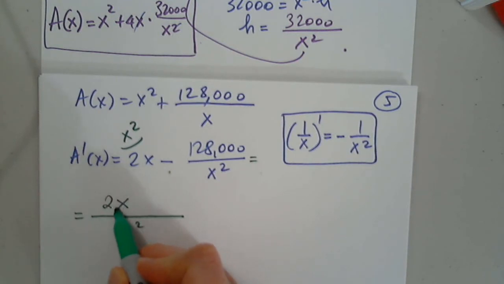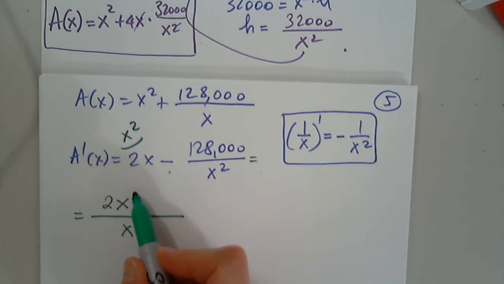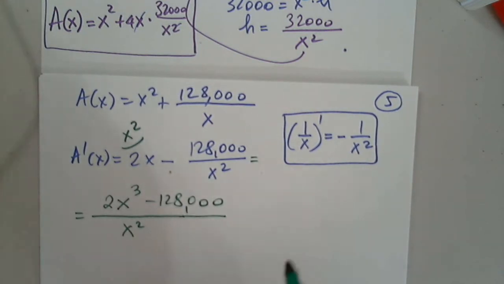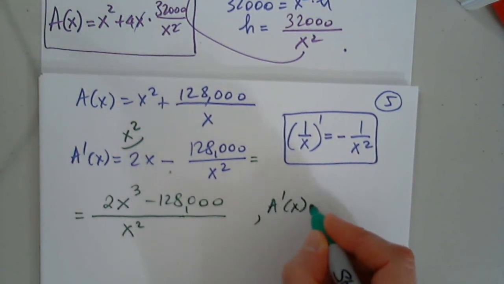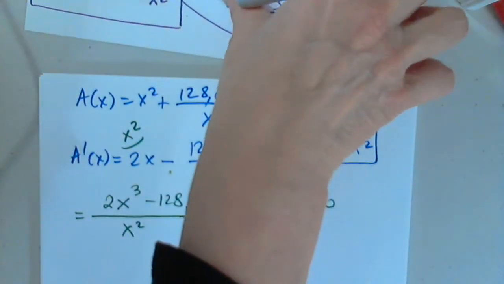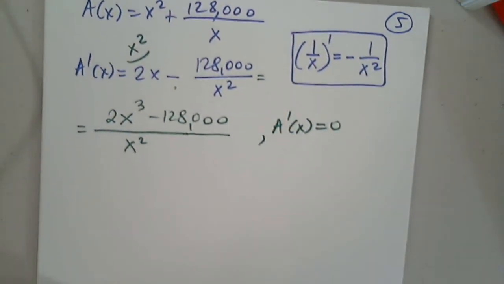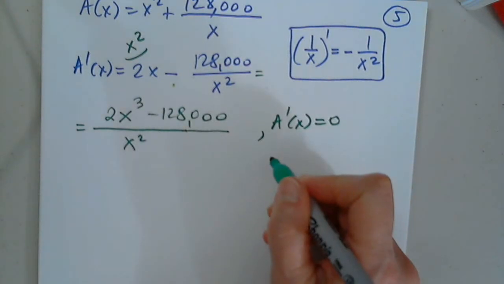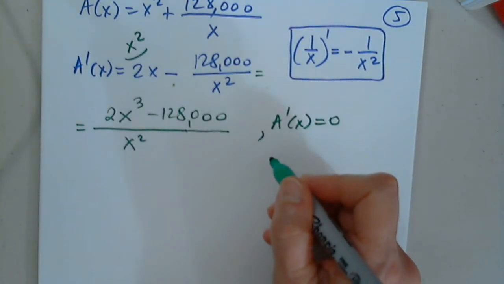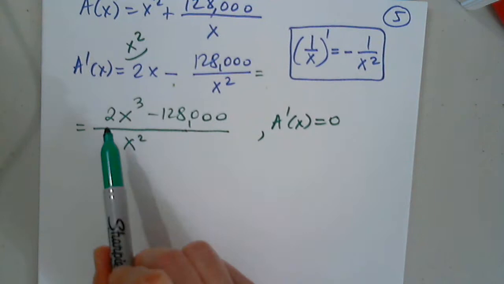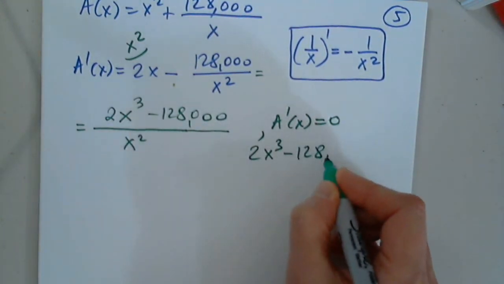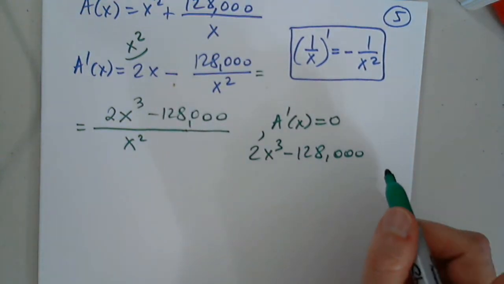2x to the third, good, minus 128,000. Good. So we want the derivative, f prime of x, to be 0. What do I have to write next? Anyone, please. Anyone? We write what we just got, the 2x to the third minus 128,000 over x squared equals 0.